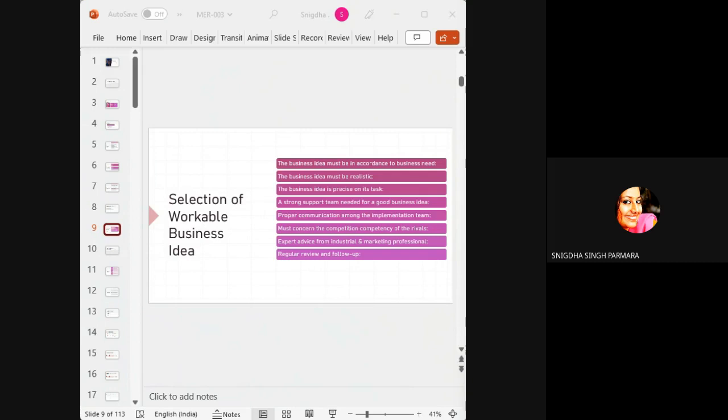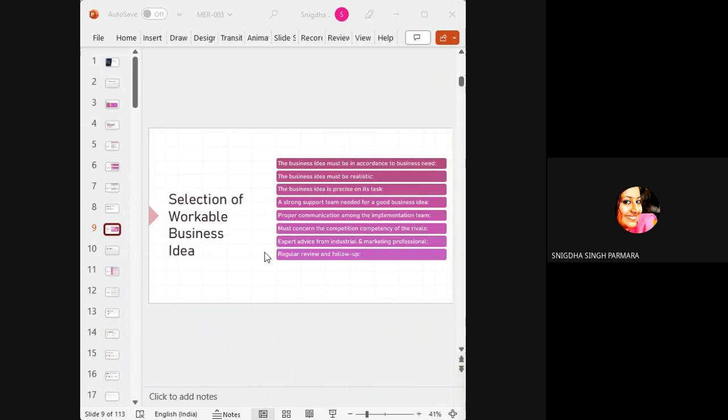There should be regular review and follow up, because no business idea can succeed if it is stagnant, if it is rigid. Changes might have to be made in accordance with the dynamic environment. As and when the environment is changing, the idea should be changed, the product should be changed, the services should be changed. So, to make a business idea workable, it is important that regular review and follow up is done.